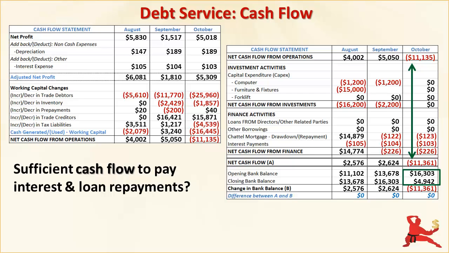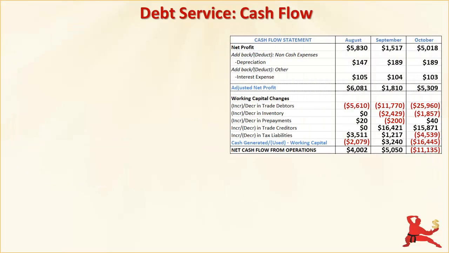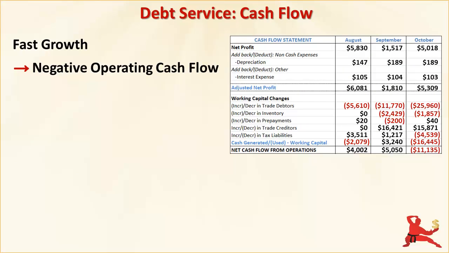As you can see, it doesn't matter how healthy the interest cover or debt service ratios look. Those are based on accounting profit, and profit is opinion. Cash is fact. A fast growth business is likely to have negative operating cash flow because of working capital funding requirements. So how do you deal with the debt service situation? It doesn't mean that a fast growth business cannot take on debt.